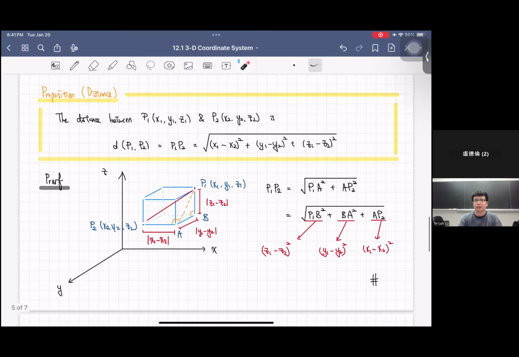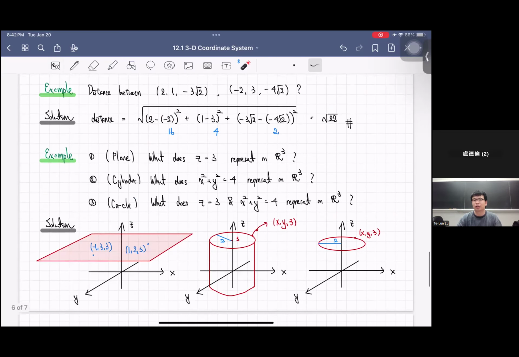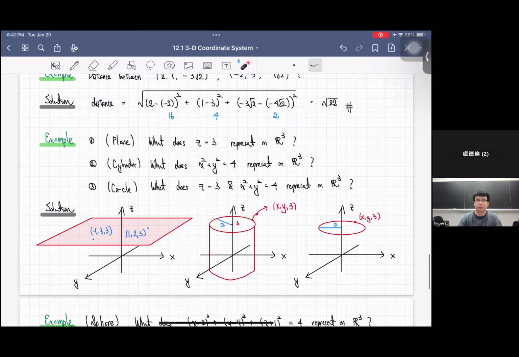And we have a corresponding distance, which is also derived from the Pythagorean theorem. The distance between two points is the square of the difference in x plus the square of the difference in y plus the square of the difference in z, and then taking the square root. And we also have some simple objects that you can describe in the three-dimensional system: a plane, a cylinder, a circle, and also a sphere.